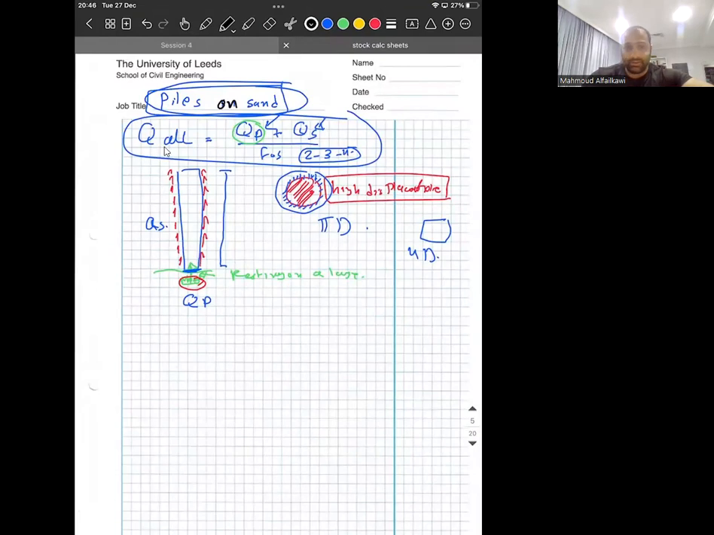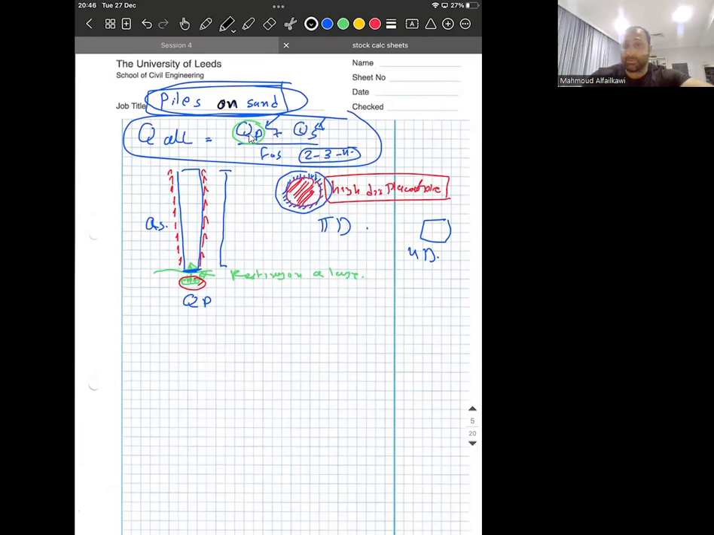Q allowable equals QP, which is the end bearing, plus QS, which is the skin friction, over a factor of safety that usually ranges from 2 to 3, sometimes pushing it to 4. But today, for our purposes, we're going to use 3. So we talked about two points on this equation, right?